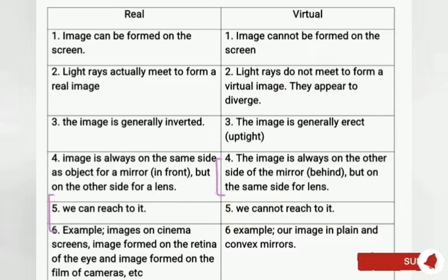We can reach a real image, but for a virtual image, we cannot reach it. What it means is that we can actually see the images formed on the screen for a real image, while for a virtual image, you just see the images behind the screen where you cannot actually touch it.